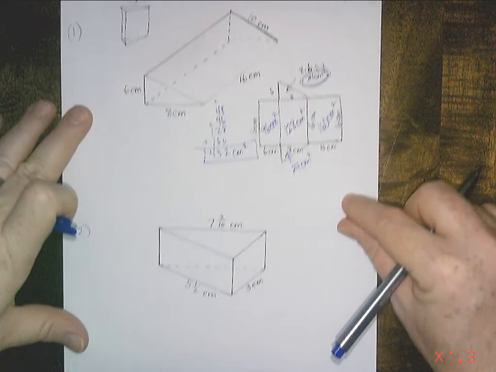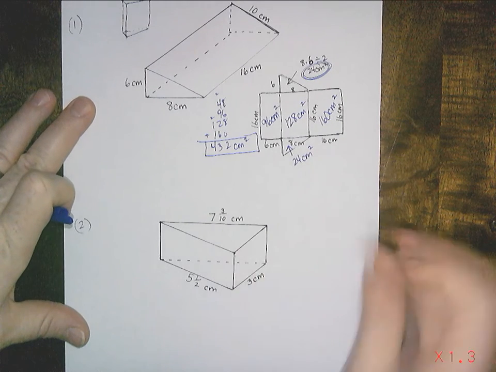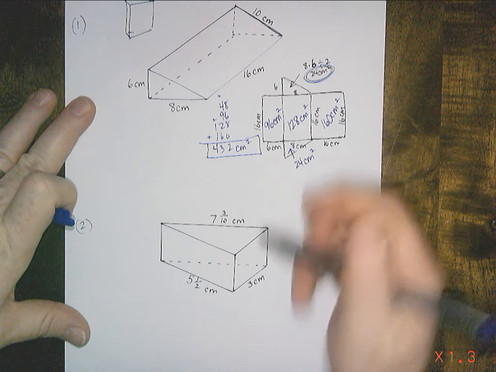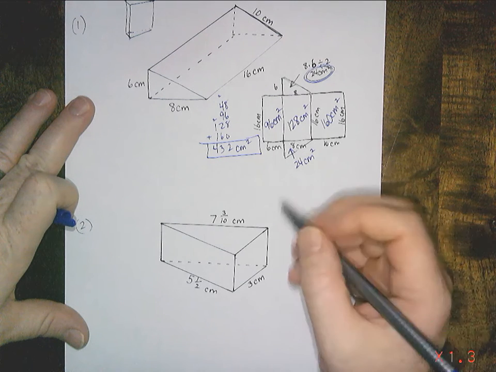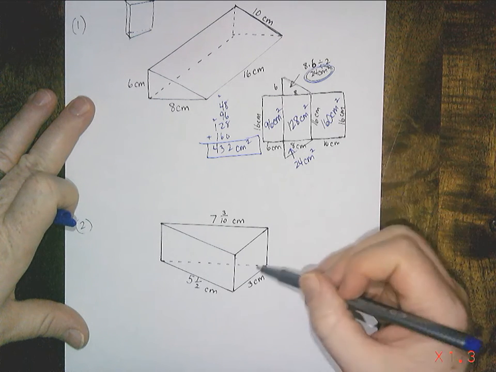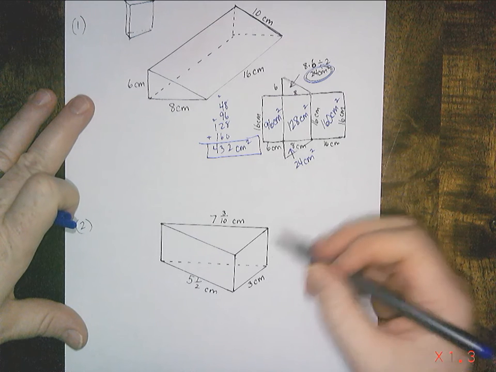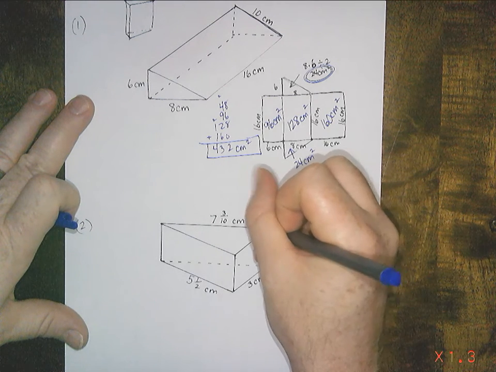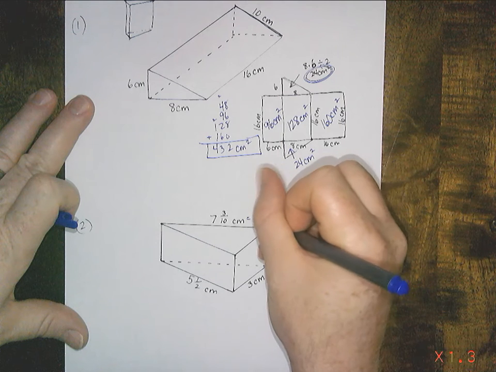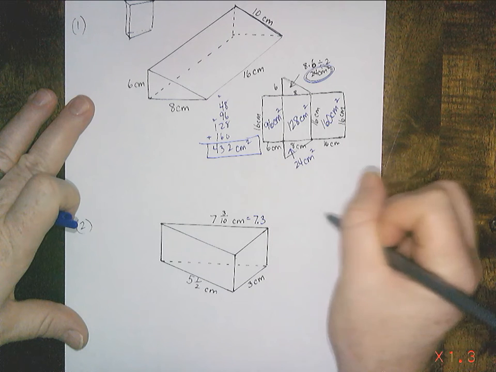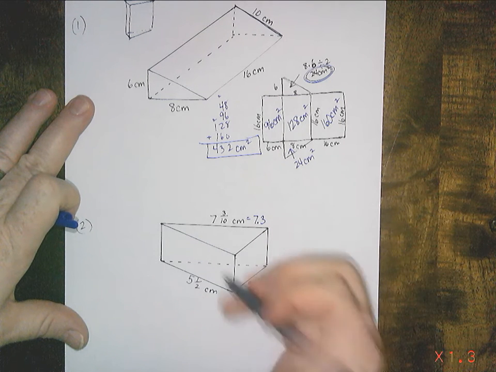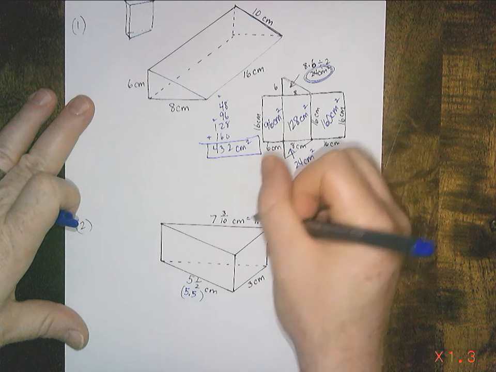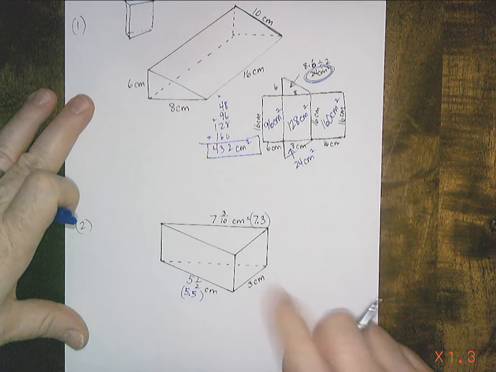Okay, so for number 2, the only difference here is we've got some fractions. So you've got some options. You can leave it as a fraction and do the same thing as we did for the one down here, or you can change them to a decimal. I would encourage you to change it to a decimal. 7 3/10 is 7.3. 5 1/2 is 5.5. That might make life a little bit easier. Okay, and then you've got 3 here.